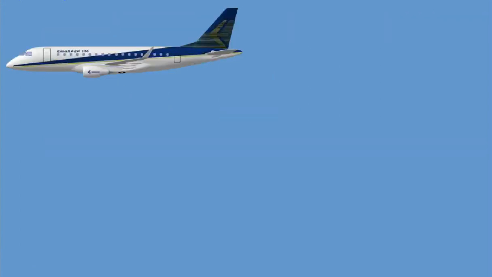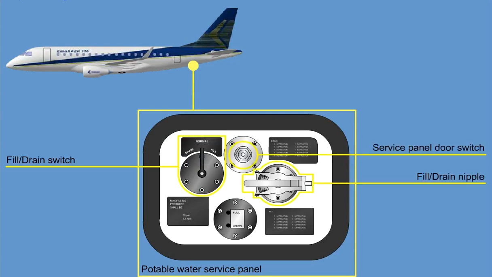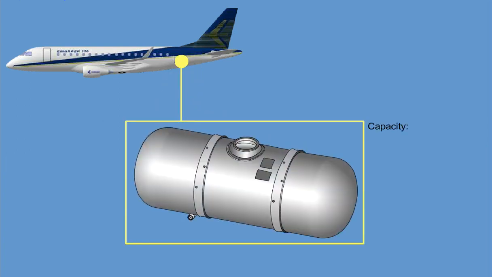Potable water is added through the single service panel. The service panel is located on the aft left-hand side of the fuselage and contains the fill-drain nipple, fill-drain switch, service panel door switch, and indication panel. The usable capacity of the potable water storage tank is 110 liters. The tank has an air cushion volume of 10 liters that provides proper dampening of tank pressure as a function of variation of consumption at several different end-of-use points and variations of bleed air pressure.